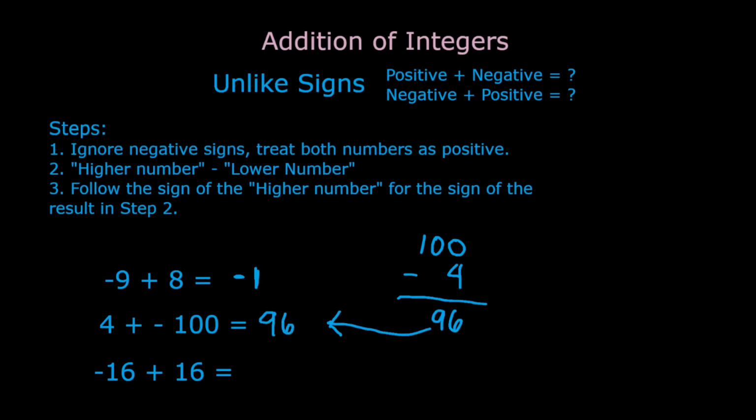Now, ano yung magiging sign ng 96? Sabi dito, follow the sign of the higher number, which is itong 100. And ano yung sign niya? Negative. So, negative 96 yung sagot.